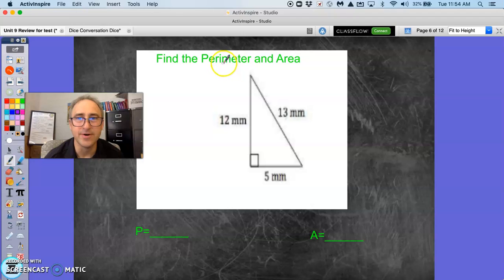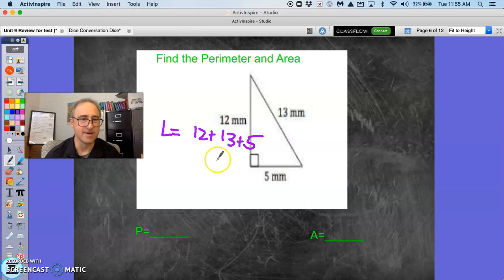Find the perimeter and area of this triangle. Well, perimeter, remember, I add up all the sides, all the lengths. So 12 plus 13 plus 5. Take my calculator.